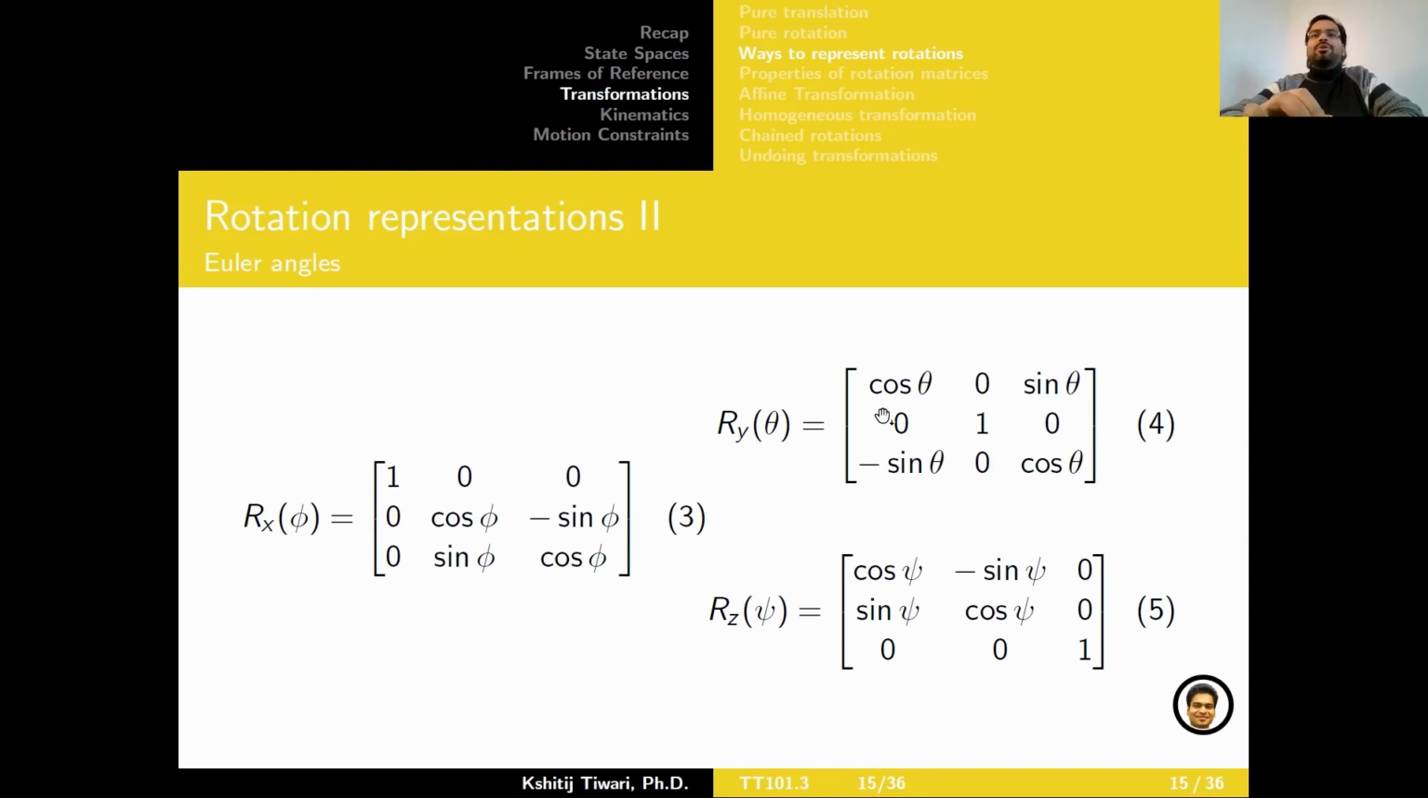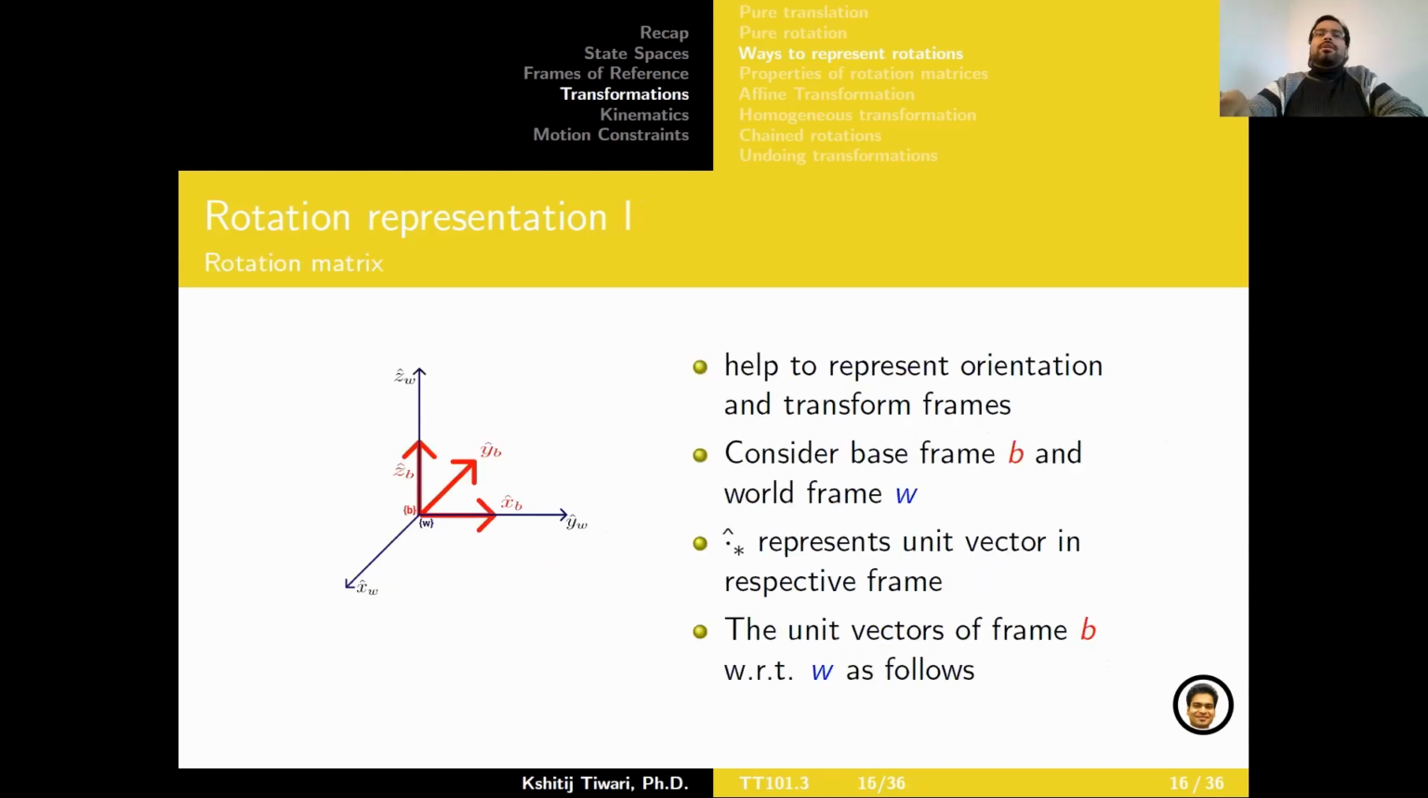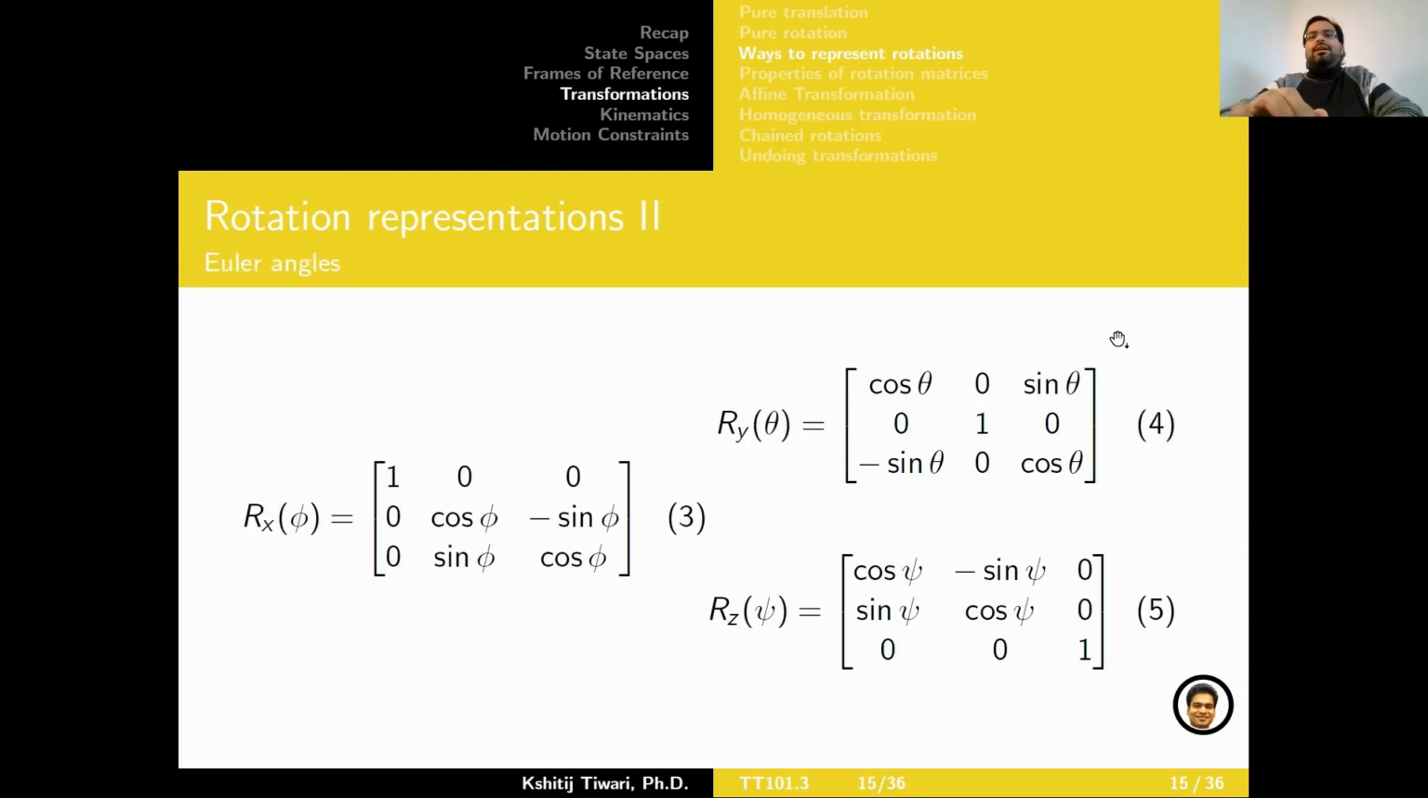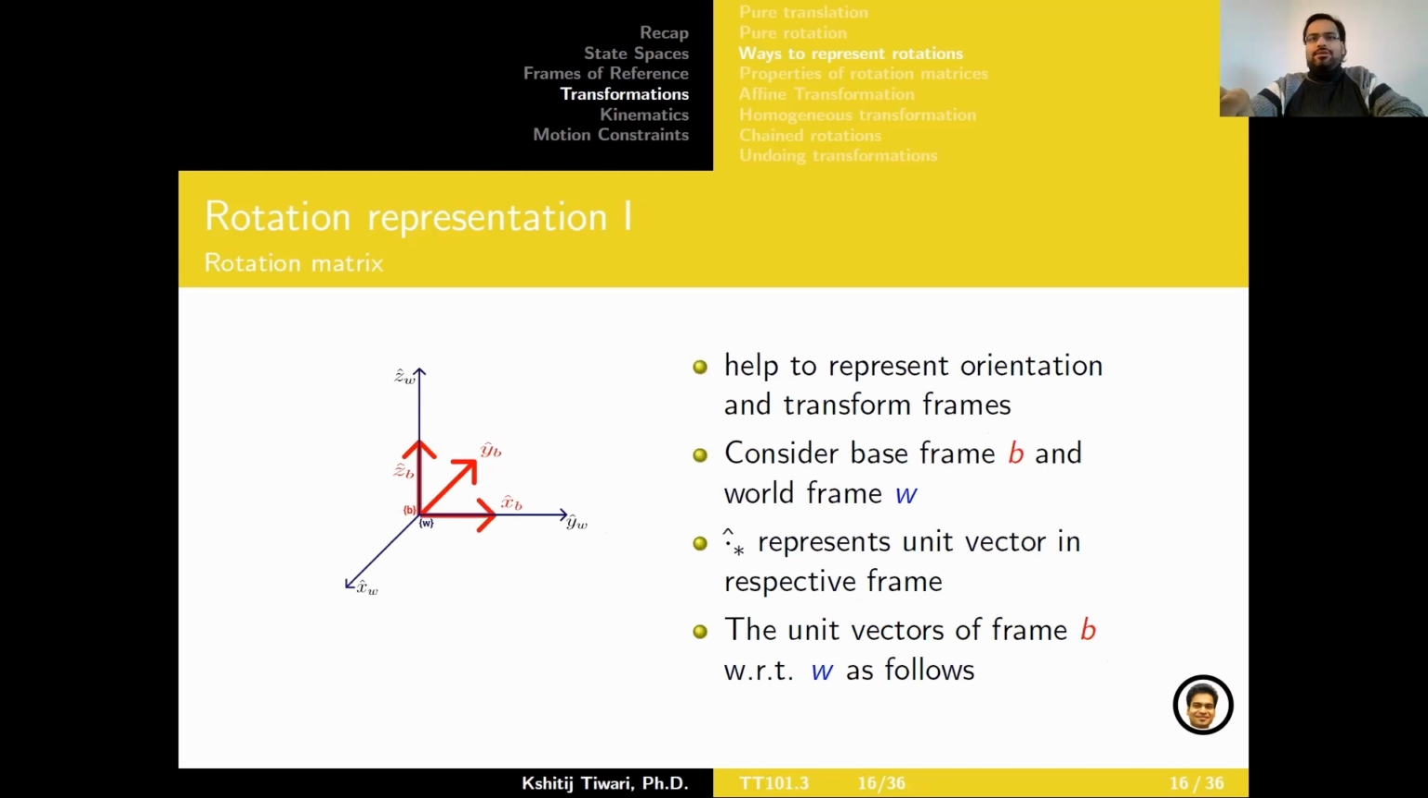Similarly, for y, you have no change along the y, and no change along the z respectively for the rotation about z, but for everything else you get a rotation component accordingly, which defines the amount of rotation there. Now, these entities that you're seeing here, 3, 4, and 5, are rotation matrices. Now, how did I come up with the matrix like that? As I was saying, you have to deal with projections.